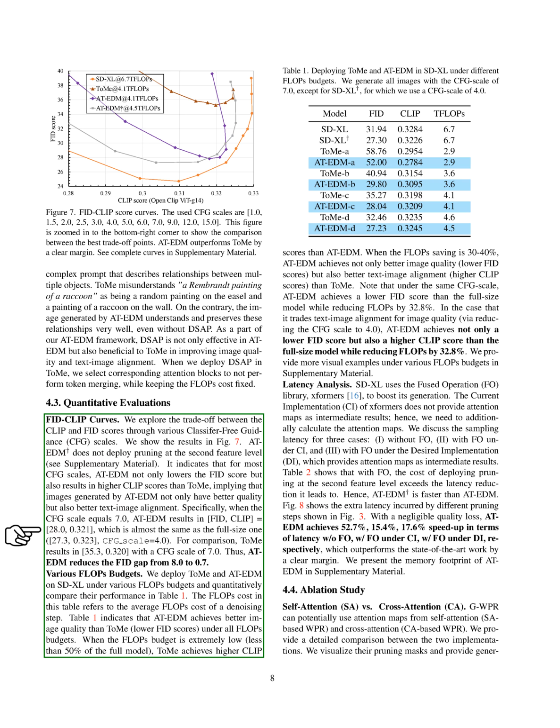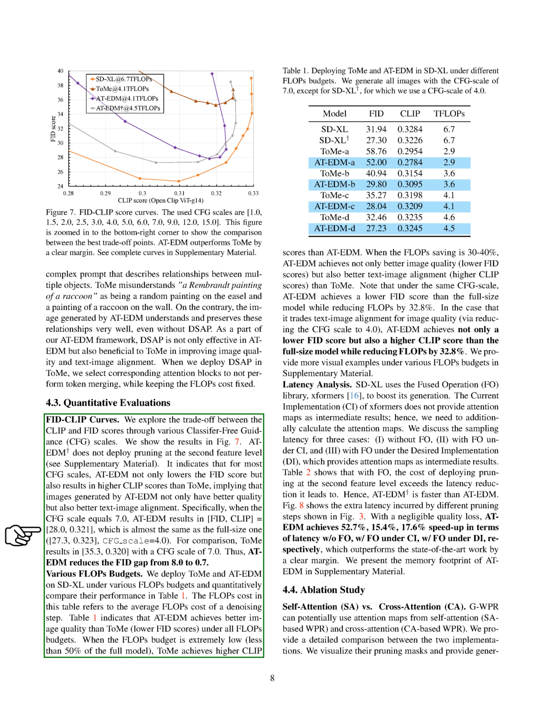Specifically, when the CFG scale is 7.0, AT-EDM achieves FID, clip equals 28.0, 0.321, which is close to the full-size model's performance, 27.3, 0.323, at CFG scale equals 4.0. In contrast, TOME yields 35.3, 0.320, with a CFG scale of 7.0. Therefore, AT-EDM reduces the FID difference from 8.0 to 0.7.